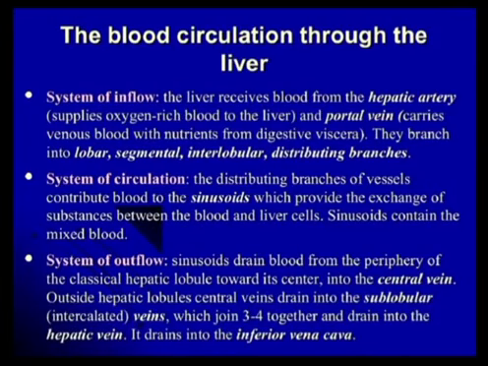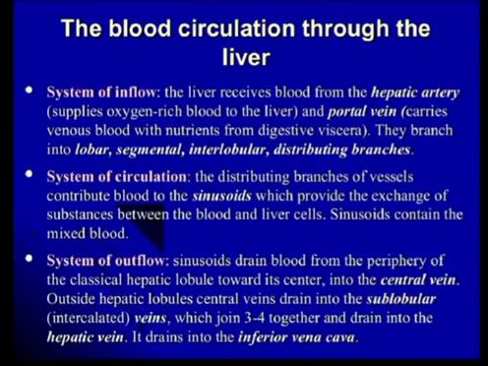Blood circulation through the liver. The liver is highly vascularized and receives blood via the portal vein and hepatic artery. These are the two branches, the afferent vessels, the hepatic artery and the portal vein, both of which constitute afferent vessels of the organ. The efferent vessels are the hepatic veins which drain into the inferior vena cava.